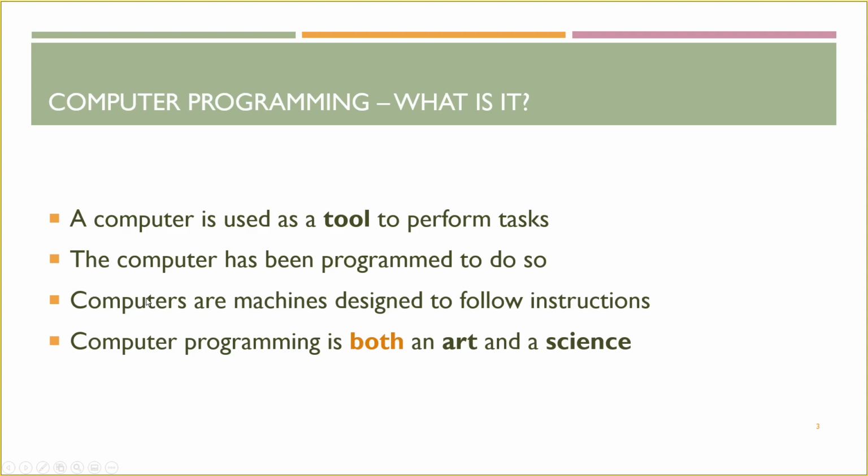We've discussed before that computers are just machines that follow instructions. And the instructions that we give the computer are what our source code is. So we're telling the computer to do a set of things. It will see those things and it will do them. Computer programming is both an art and a science. A lot of people think that it's just science, but there is a sort of art to it as well. And we'll discuss what that is.